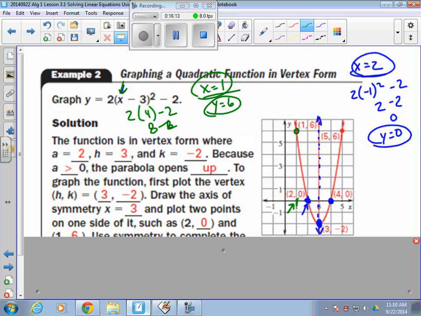So at 1, 6 is your next point. Again, that was going over one more to the left. Go over one more to the right and make it mirror. You have 5 points. You can draw your parabola through all of those points.